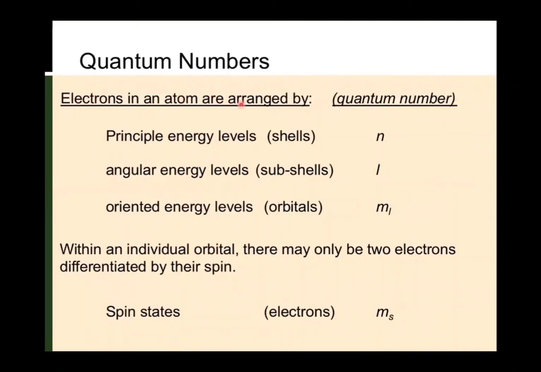So electrons in an atom are arranged by quantum numbers. The principal energy levels are the shells, that's n. It goes from n equals 1, the ground state, all the way up to n equals infinity. Angular energy levels are the subshells, so this is l. Oriented energy levels, that's ml. Well, n equals 1 is the ground state in the hydrogen atom. Whatever the valence electrons are in is the ground state for other atoms. So within an individual orbital, there may only be 2 electrons differentiated by their spin. The spin state is the value ms of the electron.